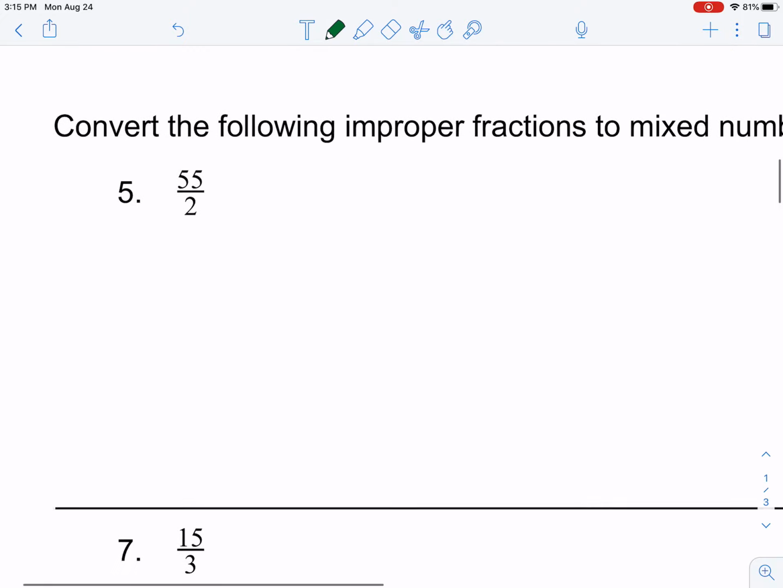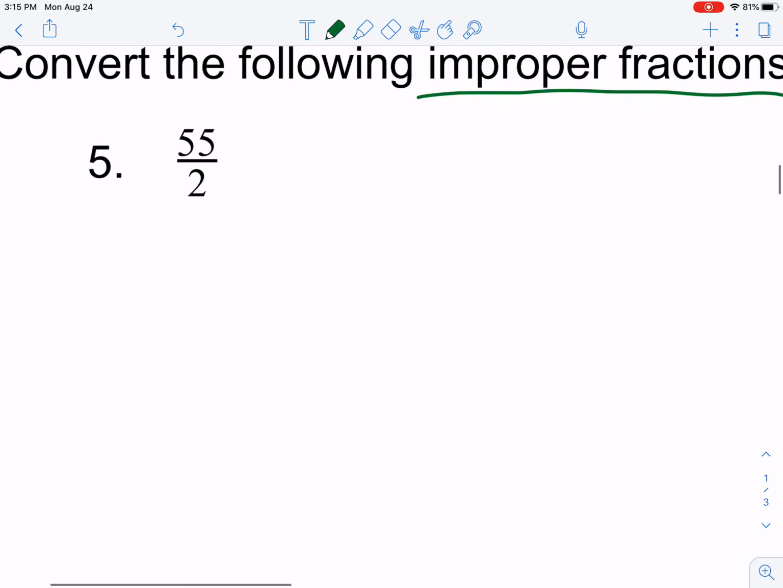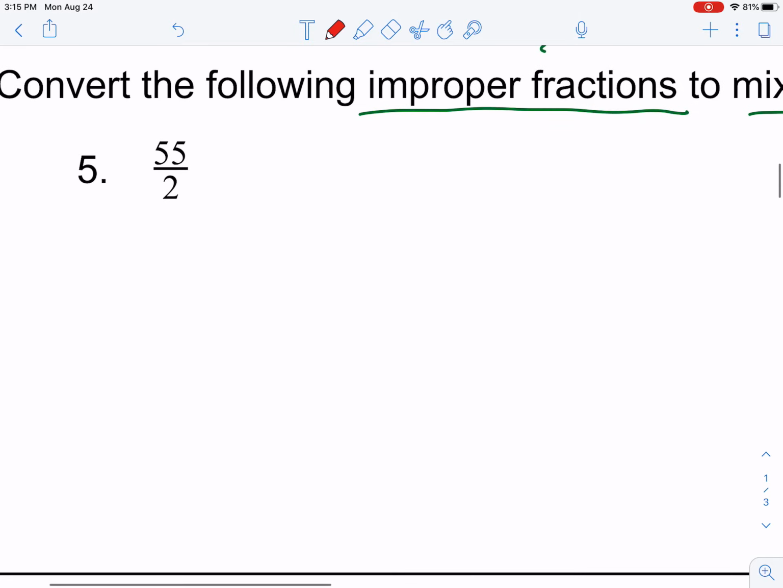And then number 5. Now we have different instructions. It says, convert the following improper fractions to mixed numbers. So now we're going from improper fractions to mixed numbers, so vice versa, the other way around. And this way we can't be using the popcorn method this time, but what we need to do is divide this fraction line by the divisor and the dividend.